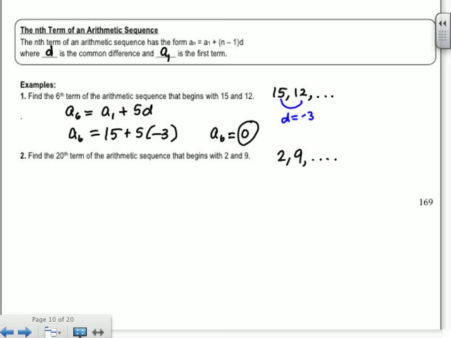Abby, did you get it? I don't get why you have to... Because in the first one you did, you wanted to find the sixth term, not the n minus 1 thing. Because we're finding the sixth term, so you're adding on 5 of those swoops.